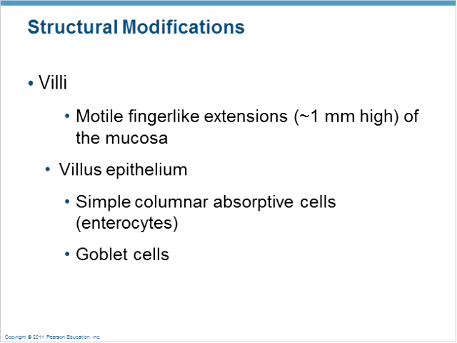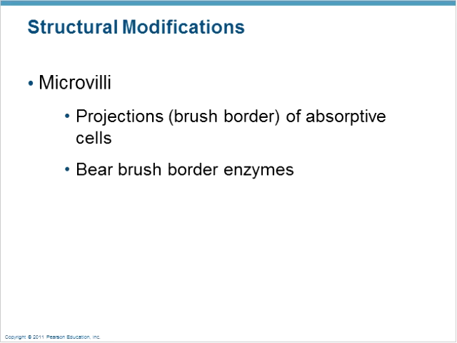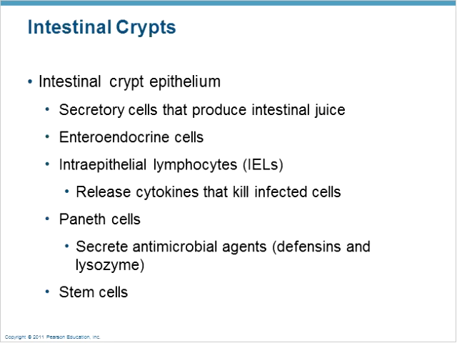The villi are multiple finger-like extensions. They're about 1 millimeter high of the mucosa. The villus epithelium is made of simple columnar absorptive cells, or enterocytes, and you'll see goblet cells also. The microvilli are projections, or brush borders, of the absorptive cells, and they have brush border enzymes which help to break down certain foods.